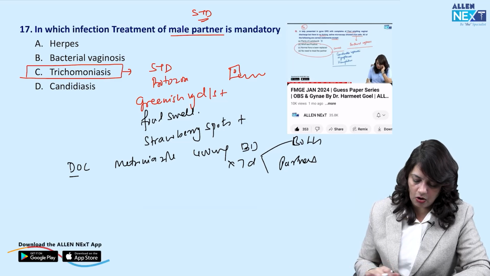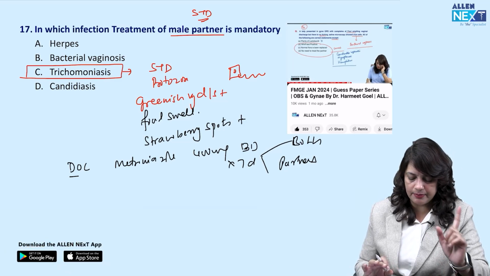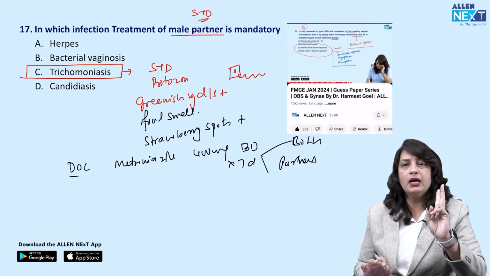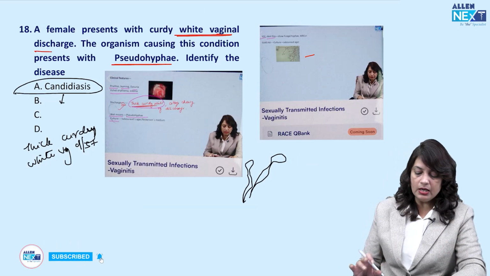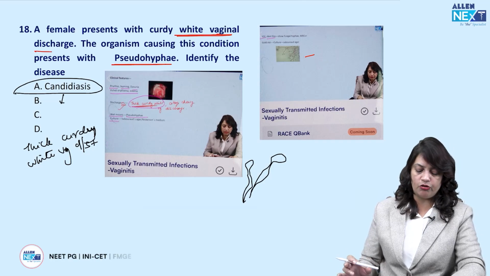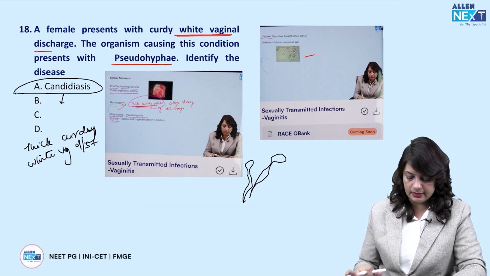So good, I think all of you must have done this question. One was Amsel's criteria, bacterial vaginosis. Number 2, where to treat the male partner, trichomoniasis. And number 3, thick, curdy, white vaginal discharge with pseudohyphae, that is candidiasis.